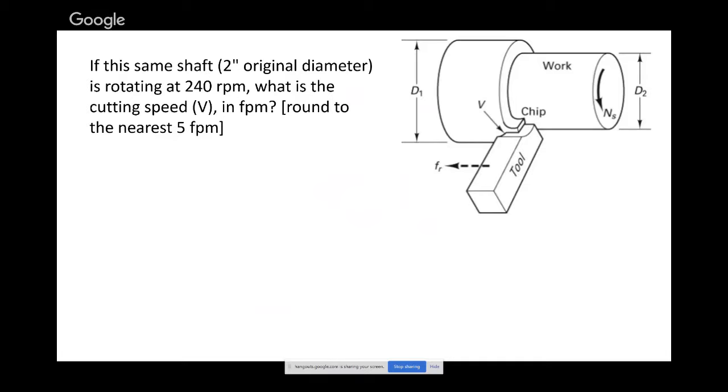Now take a look at this. We've got the same shaft now, 2 inches original diameter. It's rotating at 240 RPM. What is the cutting speed in feet per minute? This is also sometimes written as SFPM, which would be surface feet per minute. You could also think of that as straight as opposed to curved, right? And so the way we would do that, we would calculate this cutting speed. We would use this equation. The cutting speed then is going to be the rotational speed here times essentially the circumference.